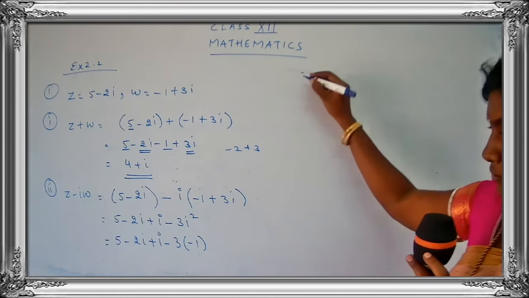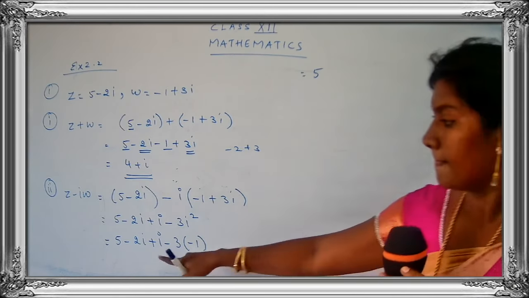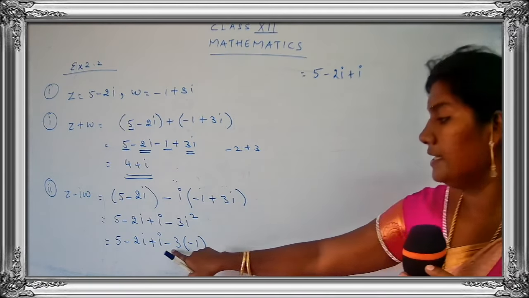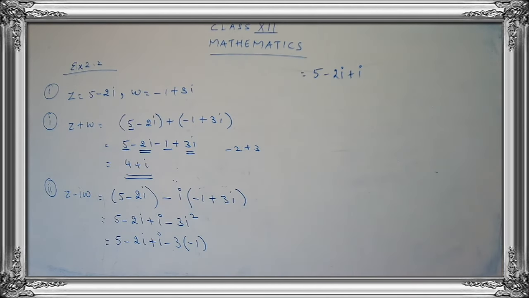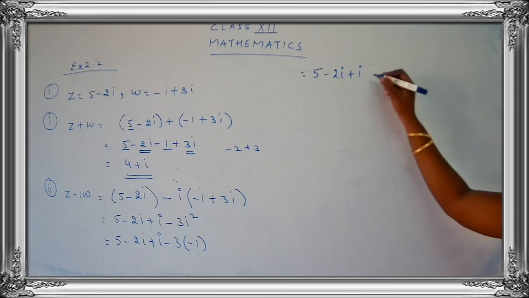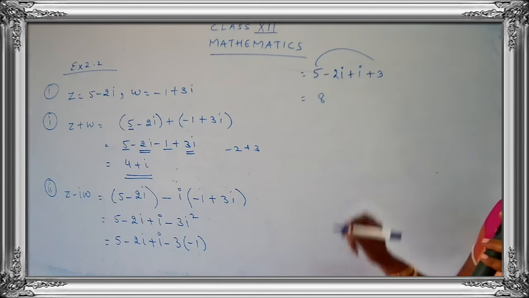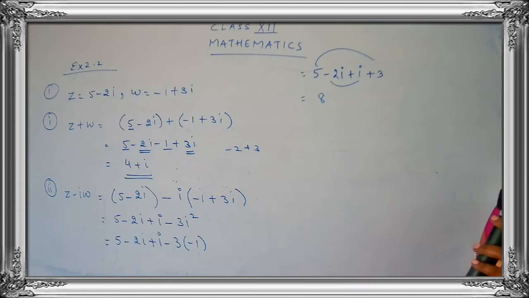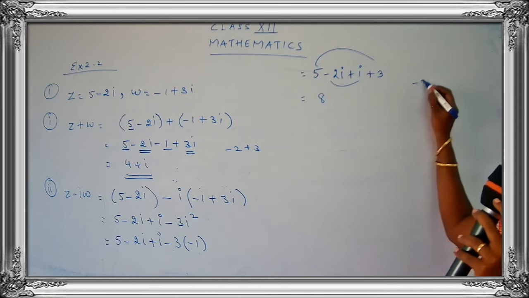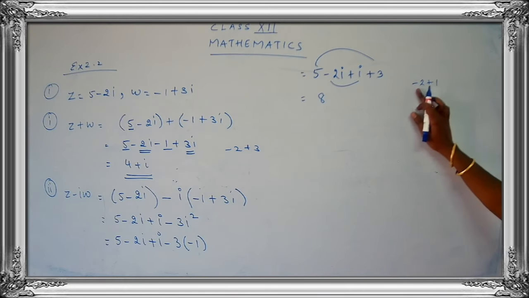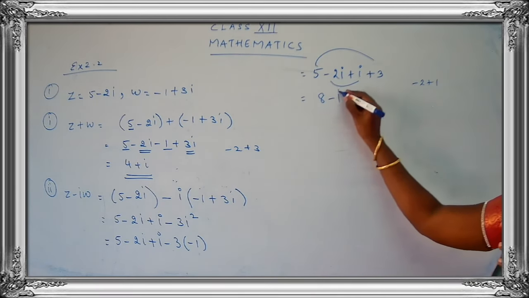Let's continue to the next step. So this is equal to 5 minus 2i plus i minus 3 into minus 1. What is minus 3 into minus 1? Plus 3. Yes, plus 3. So this is 8. 5 plus 3, 8. Bring the real parts together. Go for the imaginary part. Minus 2 plus 1. Minus plus minus. So 2 minus 1 is 1. Sign of the bigger number, minus. So it is minus i.